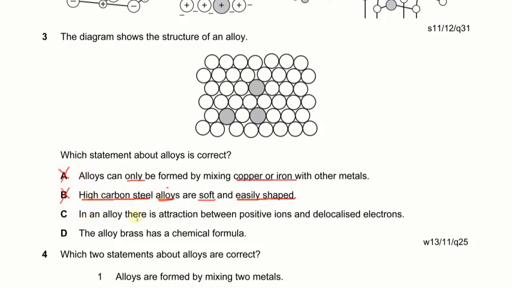Next one. In an alloy, there is an attraction between positive ions and delocalized electrons. Yes, that's fine. Alloys have positive ions and a sea of electrons, and there is an attraction. The alloy brass has a chemical formula. Never. Alloys are mixtures. They are made by mixing metals, by melting them and mixing them in a definite proportion. But they don't have a chemical formula because there is no chemical reaction involved in the formation of alloys.